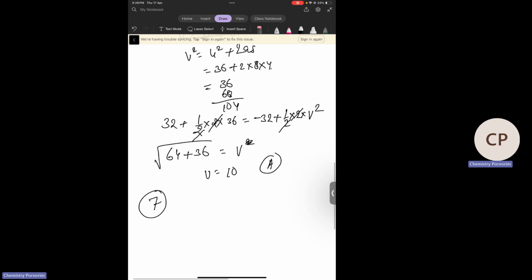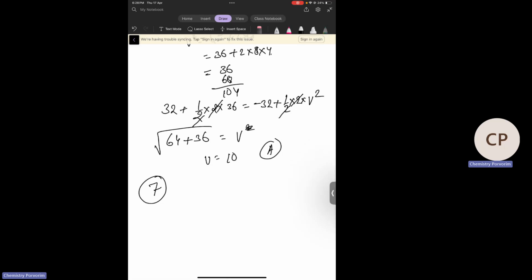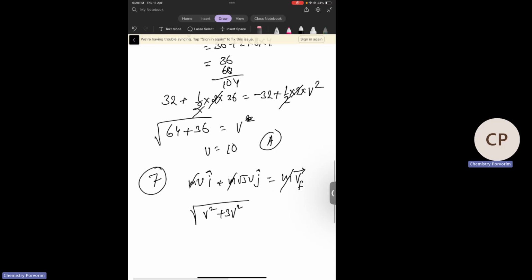Question number 7. An object of mass m initially at rest splits into three equal parts. Two fragments have velocities v i and under root 3 v j. The net momentum of these two particles, m v i cap plus m under root 3 v j cap, is equal to m v final of the third. The magnitude of the velocity of the third particle is under root v square plus 3v square, which is 2v.